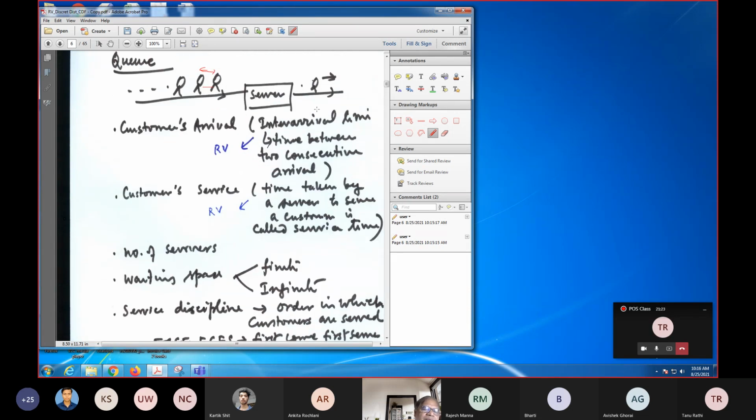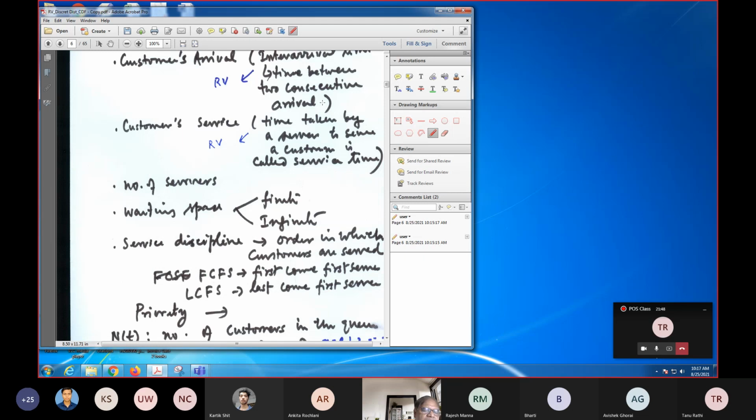Then we have a number of servers. Many places you can see that there are many servers. They are arranged in parallel, and there is a common queue, and all the servers provide the same type of services. So as and when any server becomes free, you are called there and you get the service and leave. Then waiting space could be finite or infinite.